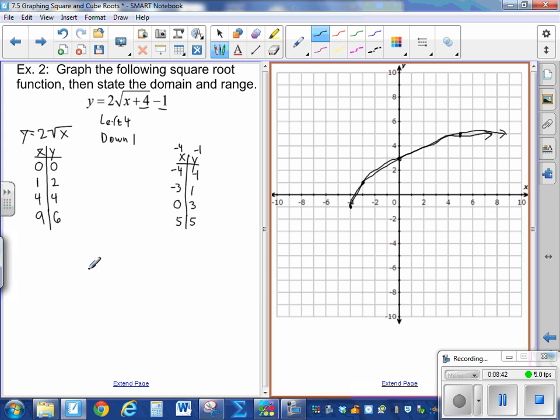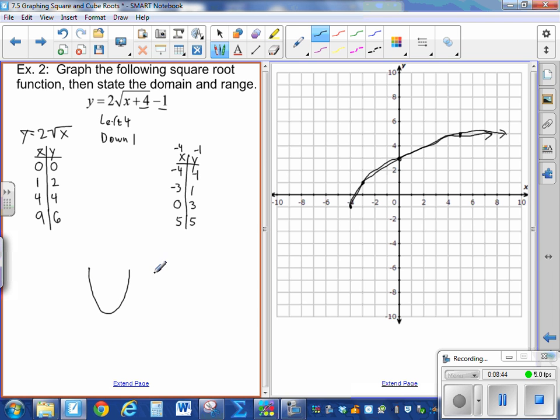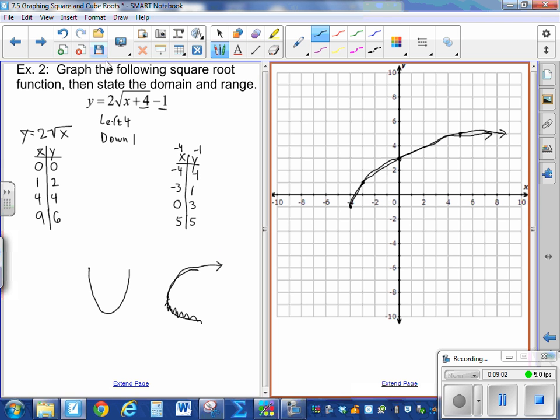So remember, your original parabola looked like this. Your inverse relation looked like this, but then we figured out, hey, this part messes it up, so we take this piece off, so all of your square root functions should look like half a parabola going this way. Okay, and that's basically what this is. All right, so next one.